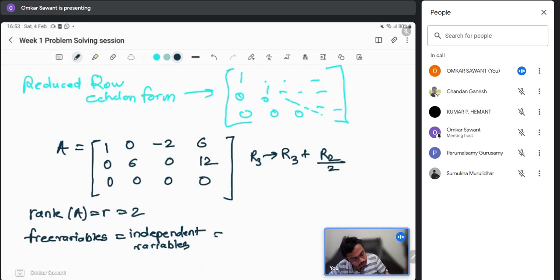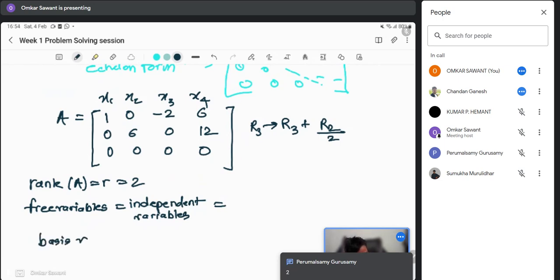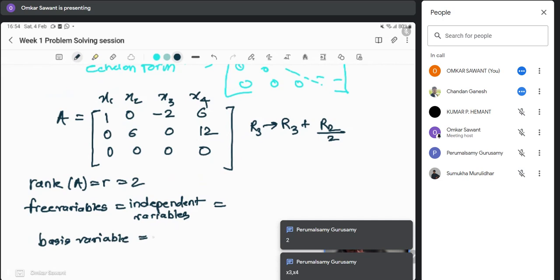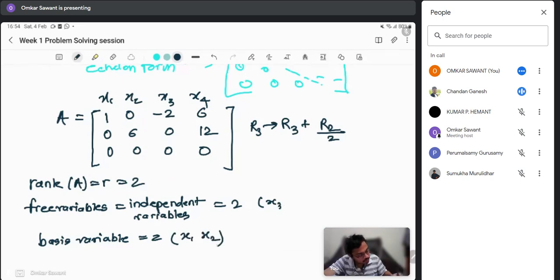Okay, so what are the number of independent variables, and which are they? This is x1, x2, x3, x4. What are the free variables and how many of them? Two free variables and two basis variables, sir. Basis variables are x1 and x2, and x3 and x4 are independent variables. Correct.